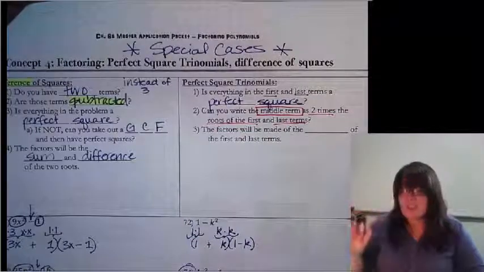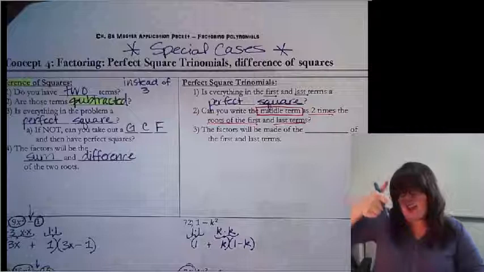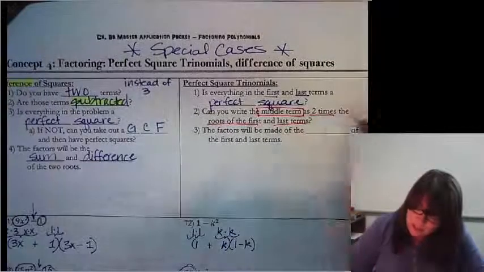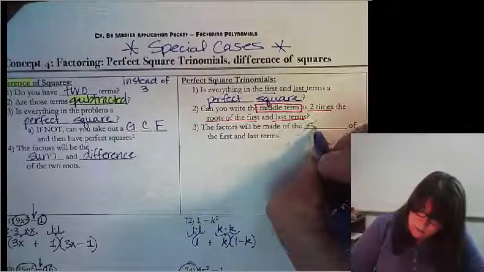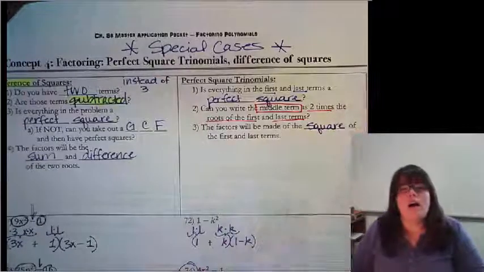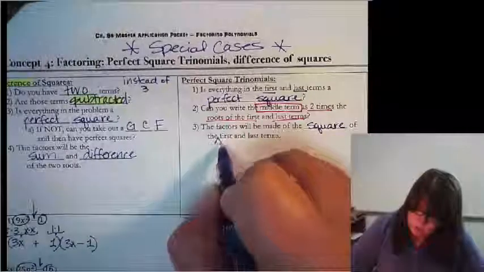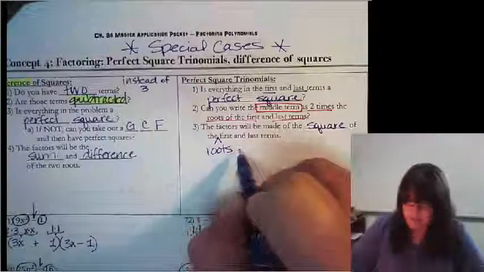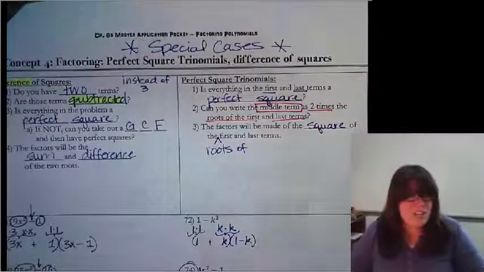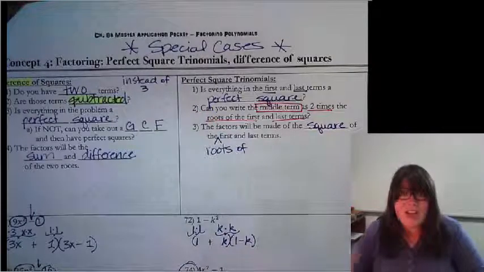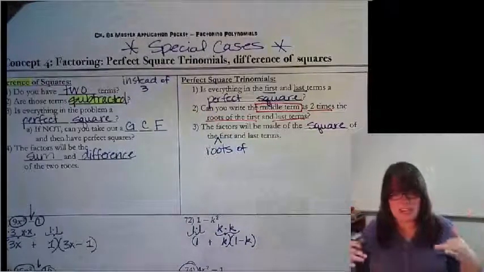And if both of those things are yes, I can do it, then my factors are actually going to be the square of the roots of the first and last terms. What, Miss Chiefy, what are you talking about? Let's take a look. This will be easier when you see it in action.